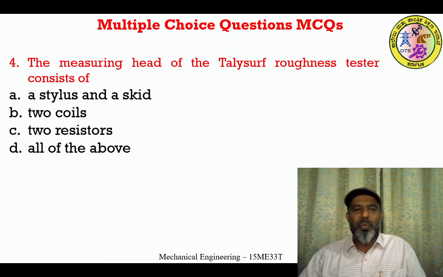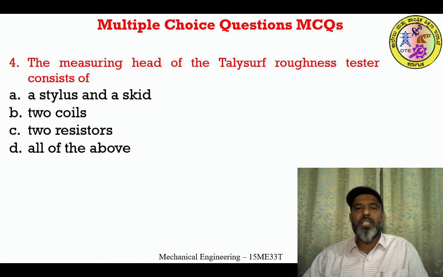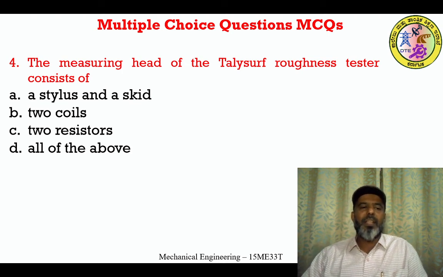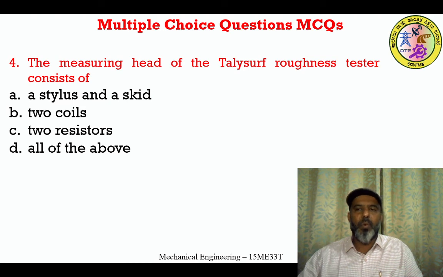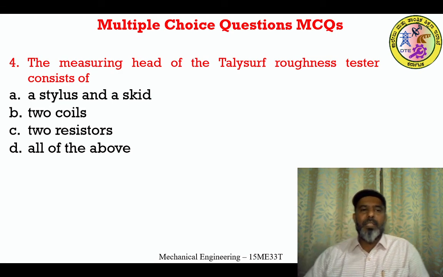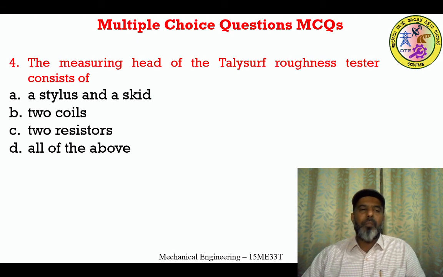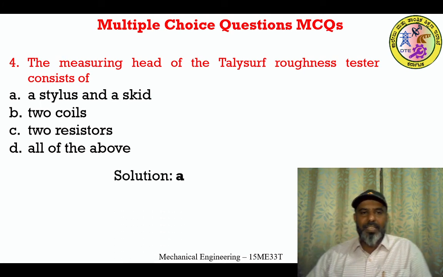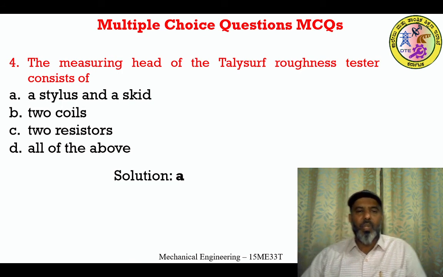The next very good question. The measuring head of the TALYSURF roughness tester consists of: A, a stylus and a skid; B, 2 coils; C, 2 resistors; D, all of the above. Yes, your time now starts. 15 seconds. You should answer this question. Yes, the answer may be either A, B, C or D, and the correct answer is a stylus and a skid. That is, A is the correct answer for this question.